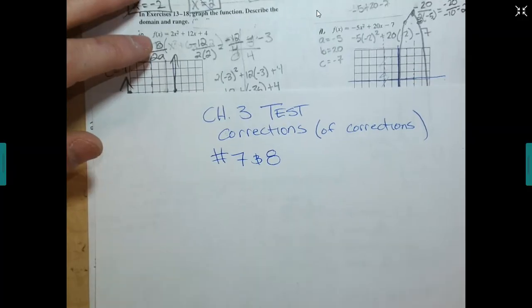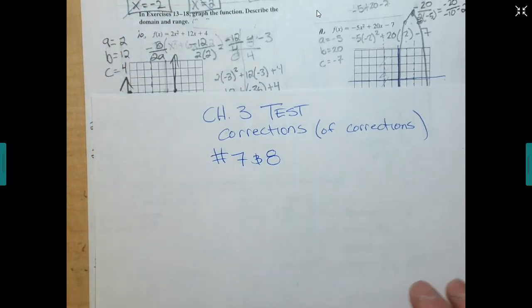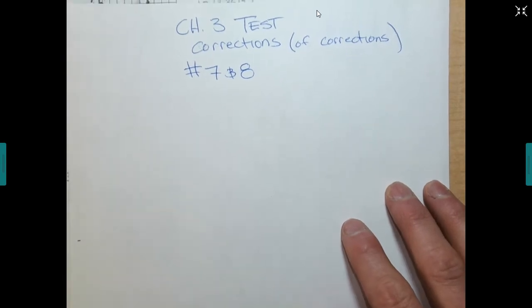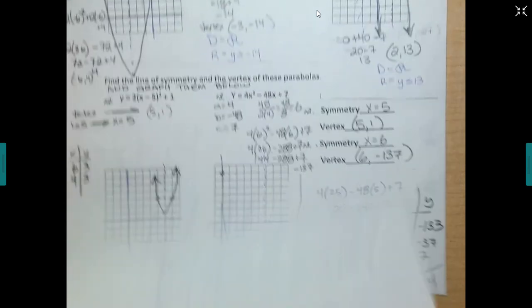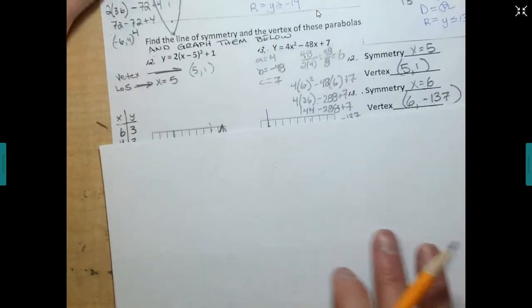All right, here are the corrections of the corrections. So for chapter 3 test corrections, I did number 7 and 8 incorrectly. So here is number 7 and 8 done correctly.